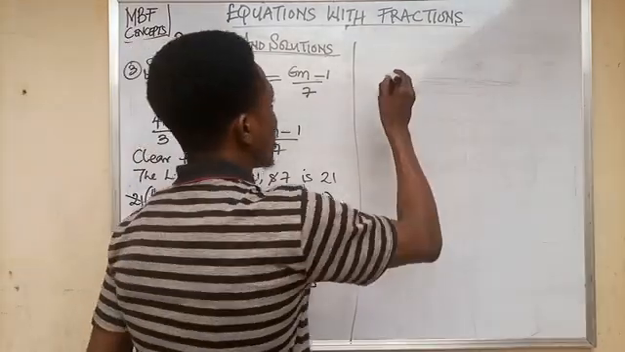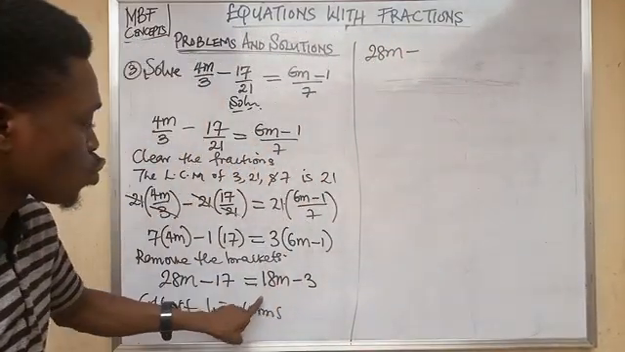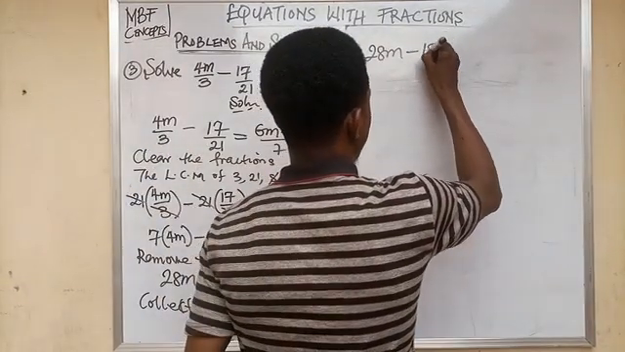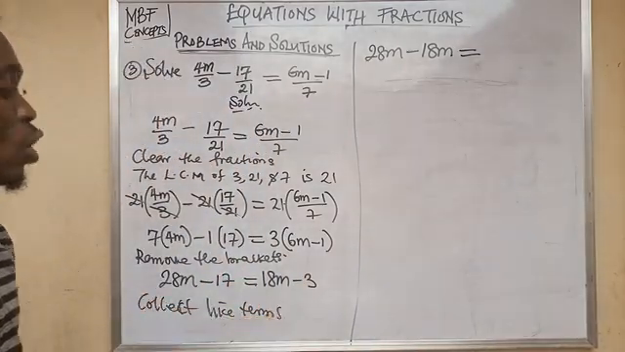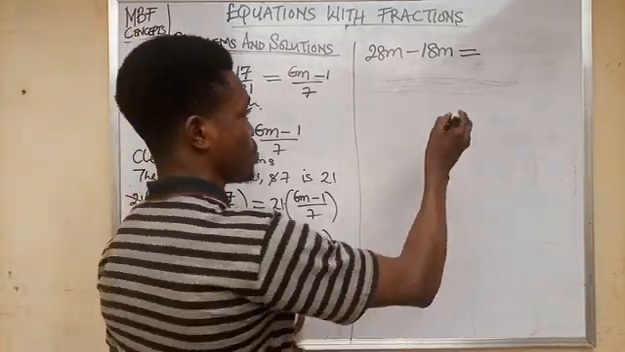Now we therefore have 28m. Understand that when plus 18m crosses from right to left, we are going to have minus 18m. Then put down equal to. The next is to what? Put down the constant that was originally at the right hand side, and that constant is minus 3. So put down minus 3.